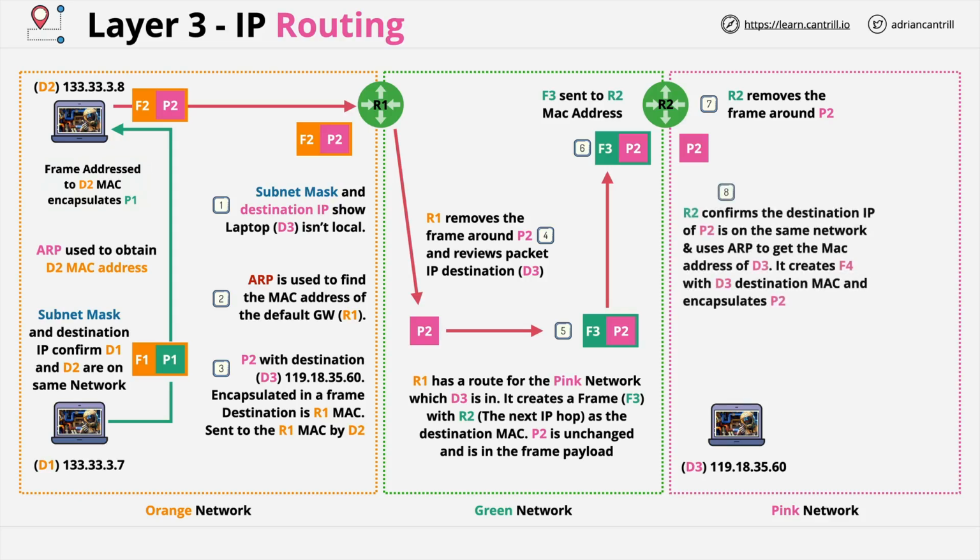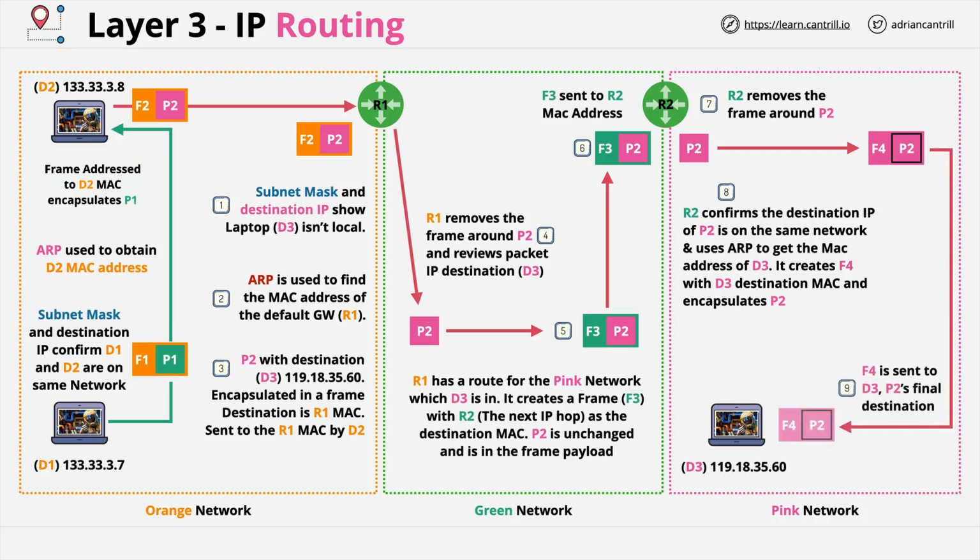Instead, it uses ARP to get the MAC address of the device with the intended destination IP address, so laptop D3. It then encapsulates the packet P2 in a new frame, F4, whose destination MAC address is that of laptop D3, and then it sends this frame through to laptop D3.